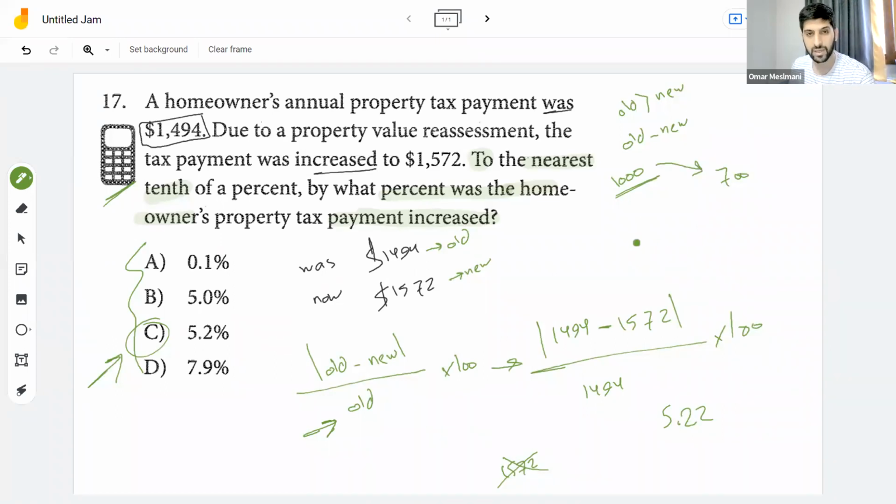And if you want to use the new minus old, for example, like in this question, it was a low amount and it's going to be a high amount, here you use new minus old. Or you can use absolute value and just ignore anything. Okay, I'll show you question 2.